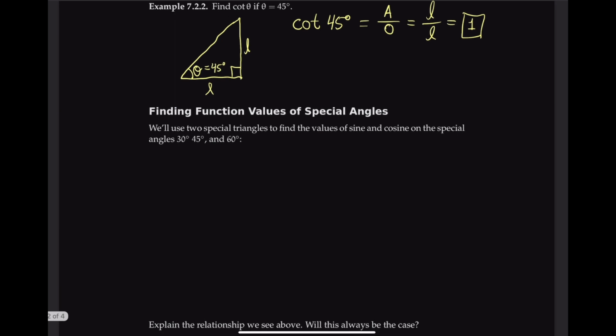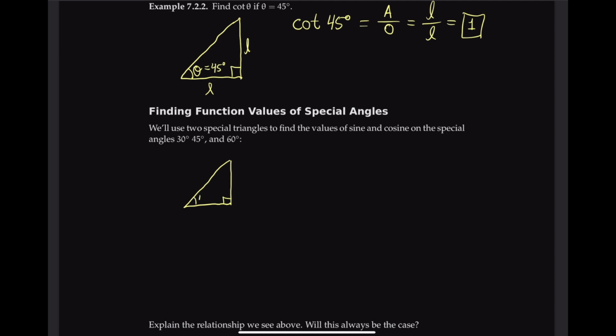So what our next goal is going to be is to find the values of our trig functions for the special angles. And if you recall, the special angles were what? We had 0 degrees, we had 30 degrees, we had 45 degrees, 60 degrees, and 90 degrees. Those were our special angles. So let's start out with two special triangles. The first one being the one that we drew above. So that was a 45, 45, 90 triangle.